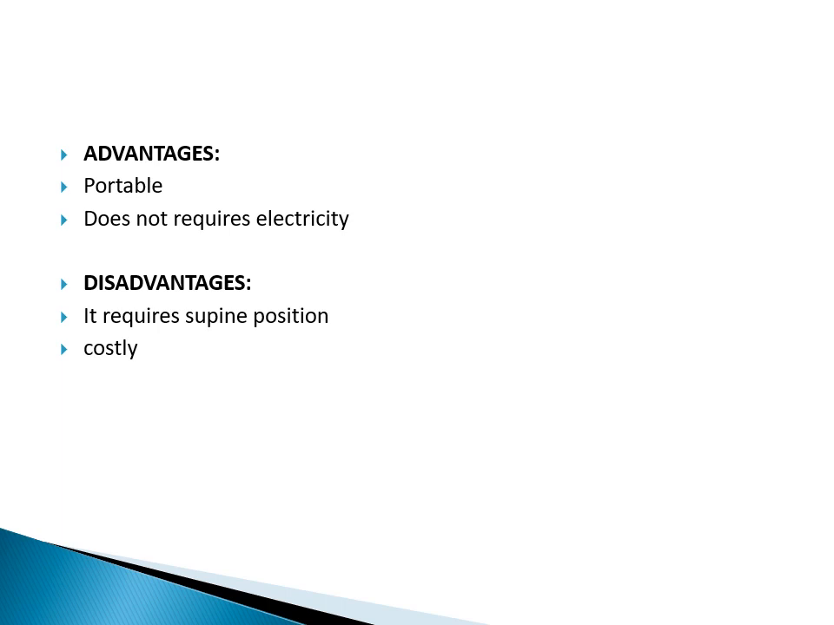Advantages of the Perkins tonometer are: it is portable and it does not require electricity. While disadvantages are: it requires a supine position and it is quite costly.